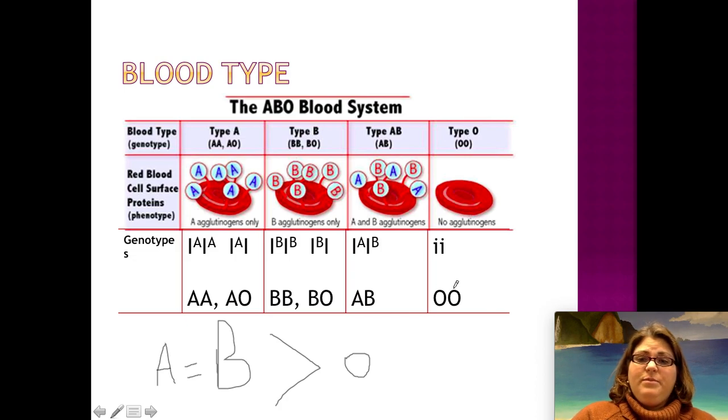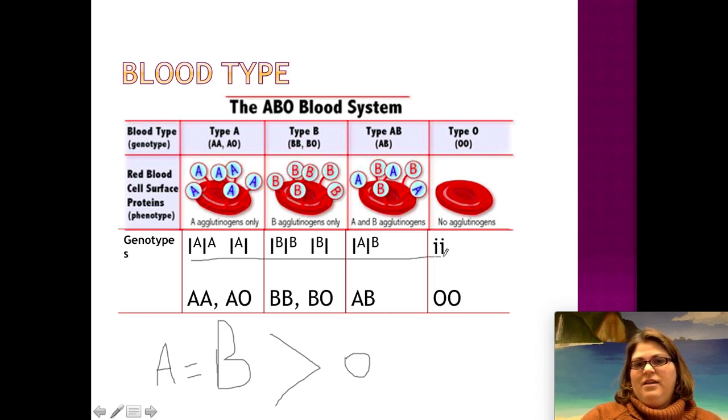And O is recessive to both A and B, so we can't have an O if either A or B is present because either one will mask that. So O is only written as OO. In this format up here where we have the I's, O is written with two lowercase i's because I know scientists can't make anything simple.